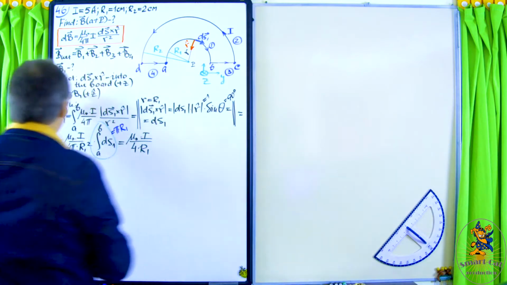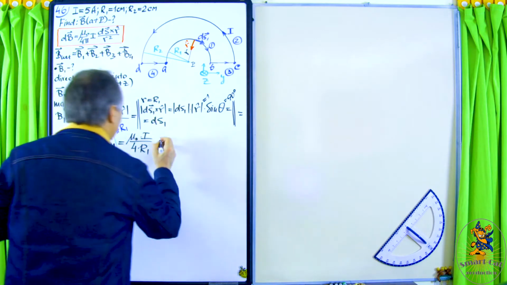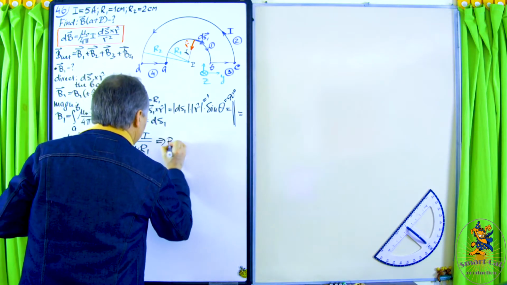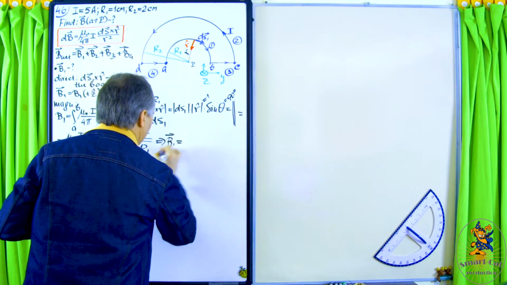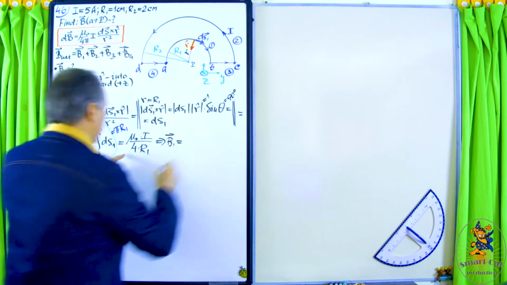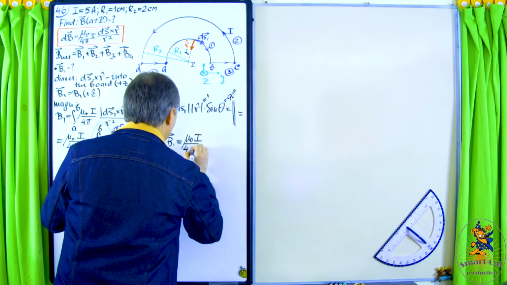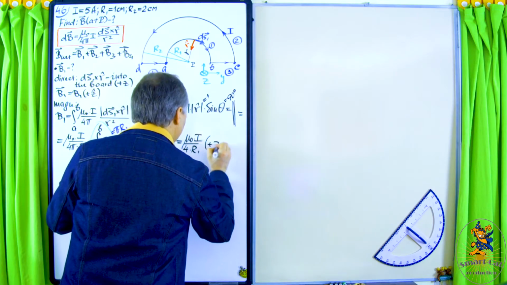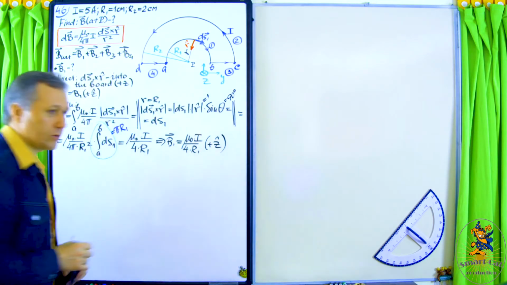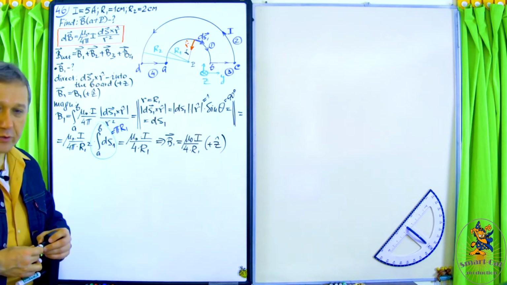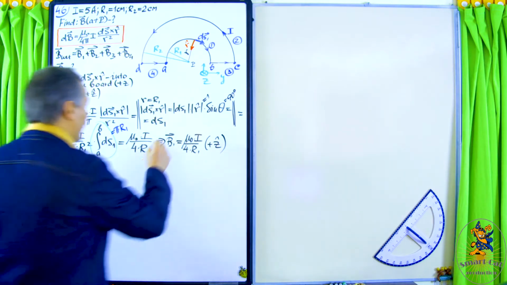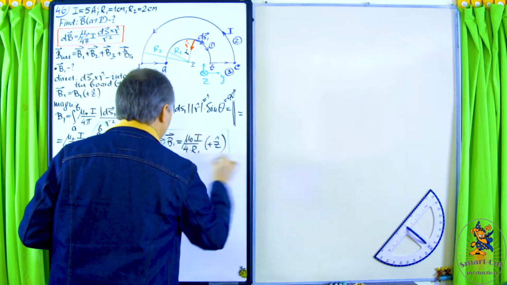Okay, so now of course, the final answer for B1, not the absolute value, just B1, will be this: mu naught times I divided by 4 times R1, in the plus z hat direction. So that's the contribution to the final answer from the first semicircle.